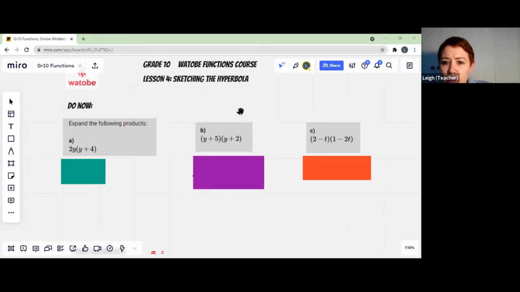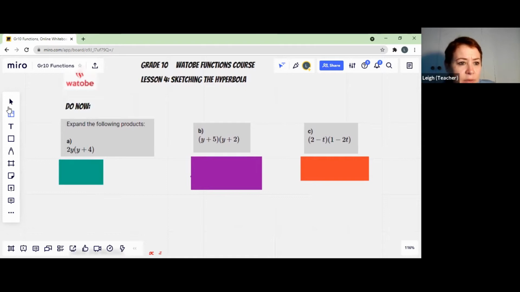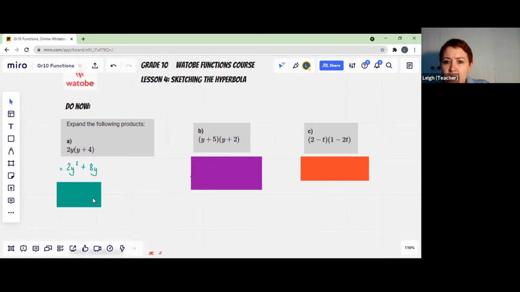Okay, so Inhlafatso, you've typed something. You said 2y squared plus 8. Thank you, Inhlafatso. Let's have a look. I'll move my green box out the way. And 2y squared plus 8. I got 8y. Did anybody else get that?